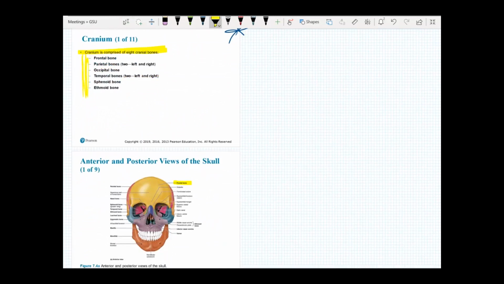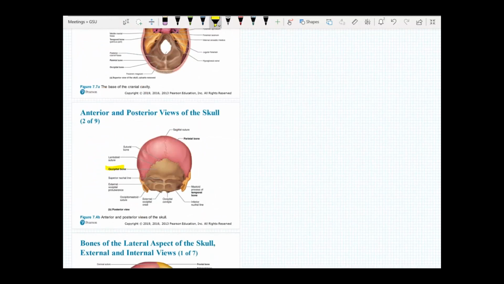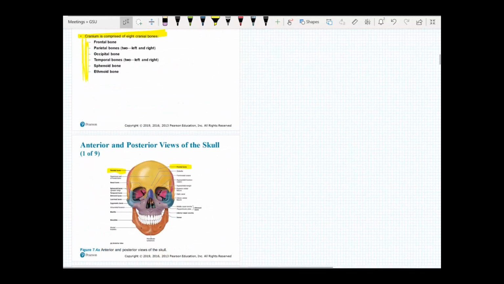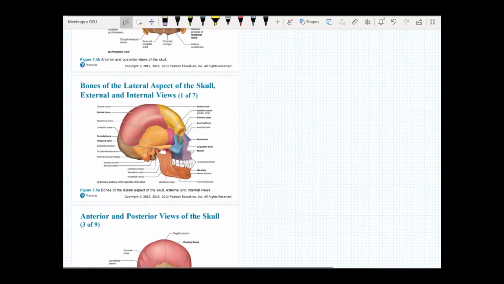You need to know the frontal bone, which is this yellow forehead section. You'll need to know where the parietal bone is, and these are going to be the sides of the head. The occipital bone is all the way in the back, the back of the skull. The temporal bones are going to be right above your ears on either side, a right and a left. Let's see if they're labeled. Not on that one, but here you go. Here's your temporal bone, right over your ear.